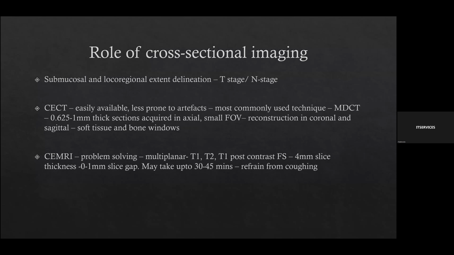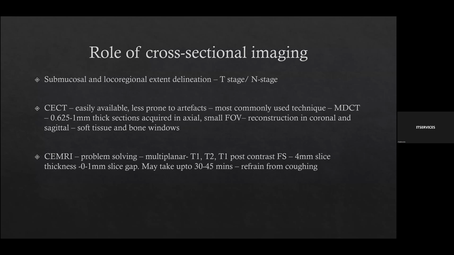We know that clinical examination basically gives us the extent which is visualized clinically when we see the patient. So the mucosal extent is very nicely delineated on clinical examination. However, submucosal and locoregional disease extension is delineated properly on imaging only. So we get to know the exact T stage and N stage of the disease.